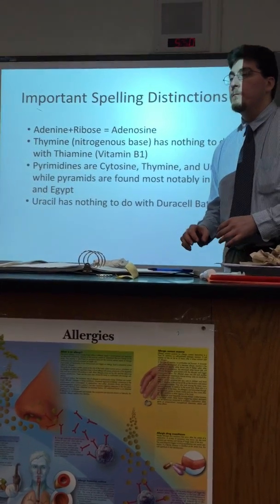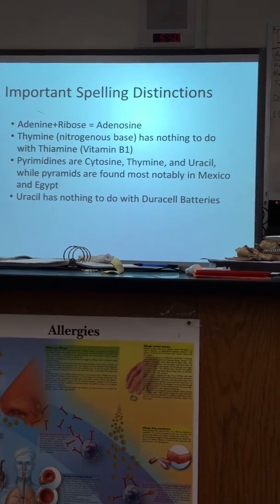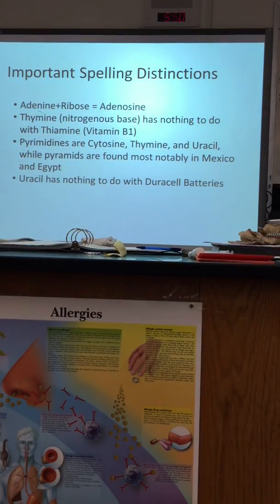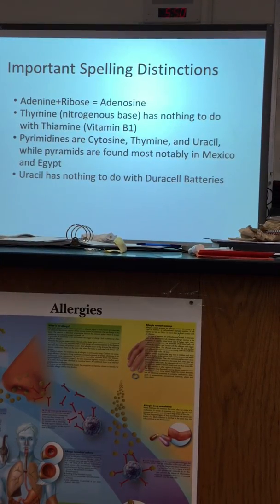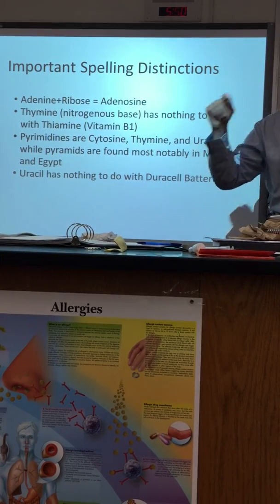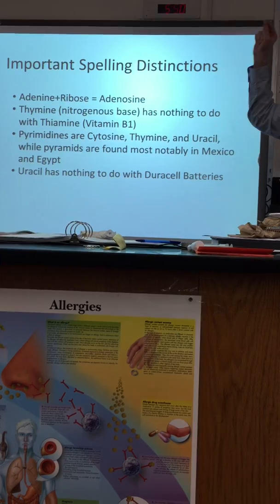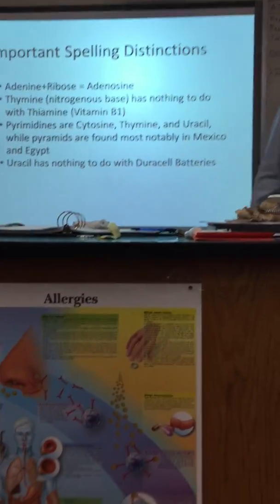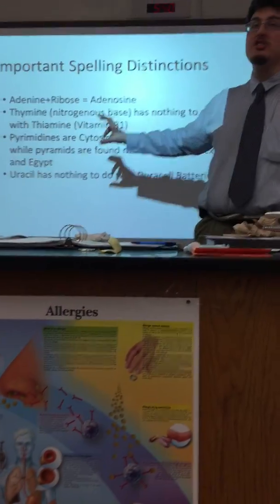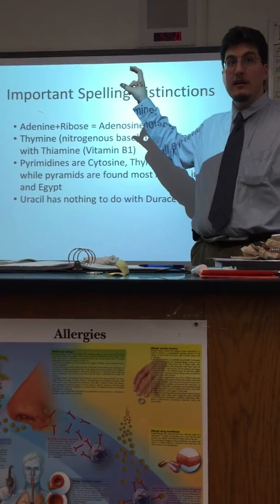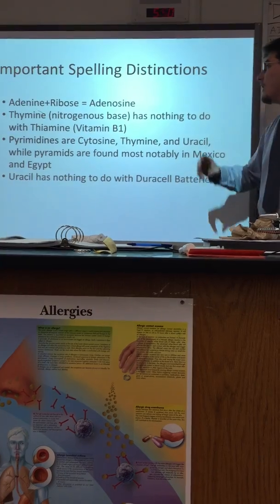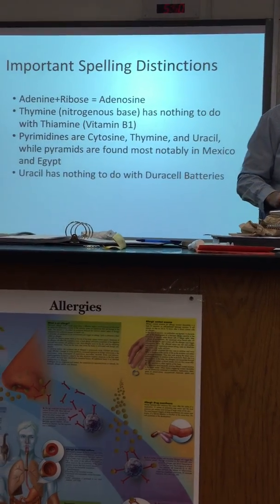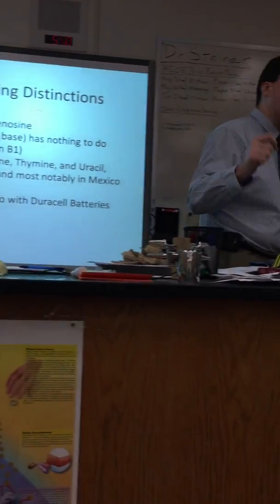Adenine and ribose is adenosine. Do not spell adenosine when you mean adenine. When you are talking about the nitrogenous base, you say adenine. When you are talking specifically about ribonucleic acid with adenine nitrogenous base, you say adenosine. That distinction is important. Spelling counts. Thymine is a nitrogenous base. Thiamine is vitamin B1. Do not make this spelling error. It is a common error.